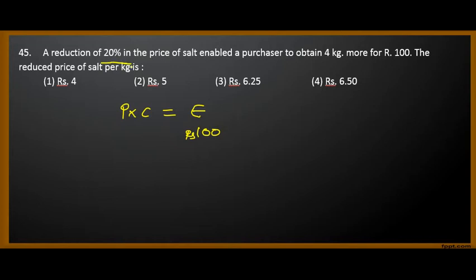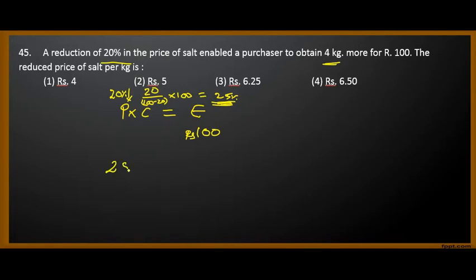Price is reduced by 20%. So when price is reduced by 20%, as the expenditure is constant, the other one must be increased by 20 by 100 minus 20 into 100, which is equal to 25%. So the consumption has to be increased by 25% in order to keep expenditure constant. Consumption is increased by how much percentage? 25%. But according to the question, it is given as 4 kg.